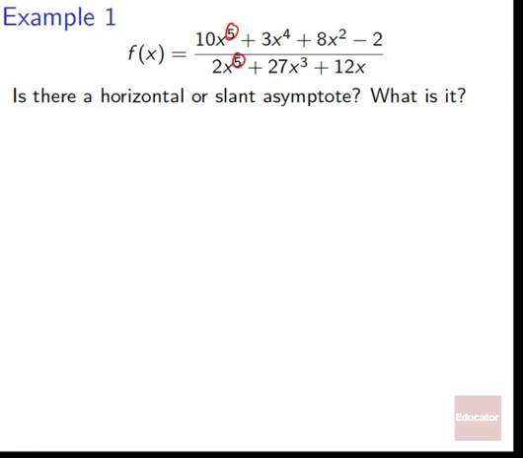They're the same degree, so if they're the same degree, we've got a horizontal asymptote. Now, if we want to figure out what the horizontal asymptote is, we just look at the ratio of leading coefficients. What is the leading coefficient for the top and the bottom?